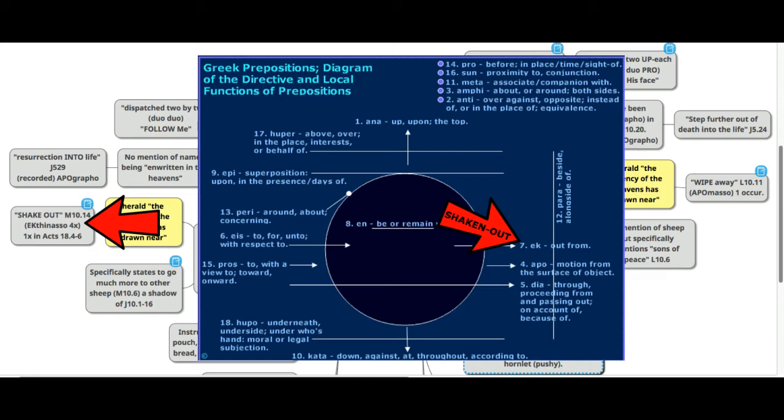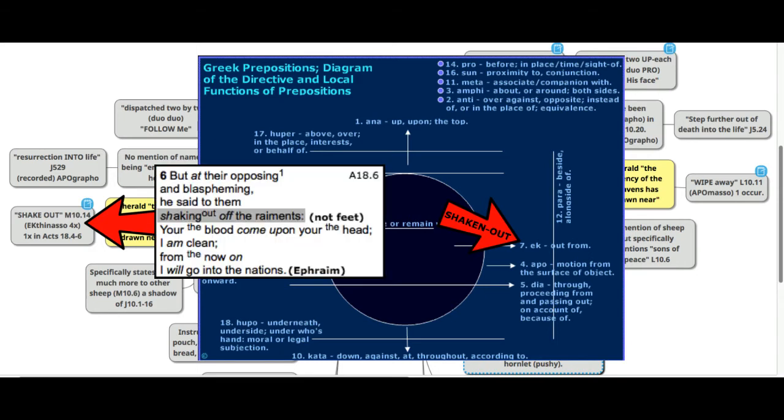And the word ekthineso, translated shake out, only occurs 4 times in the New Testament, where 3 of the 4 regard the statement concerning the 12, as seen in Matthew, Mark, and Luke's account, where the 4th is in the context of Acts chapter 18, verses 4 through 6, where the Apostle Paul, Silas, and Timothy are heralding to the Jews in the synagogues each Sabbath where of course some are made compliant, but those opposing and blaspheming, he said to them, shake out off the raiments, not the feet, but the raiments.